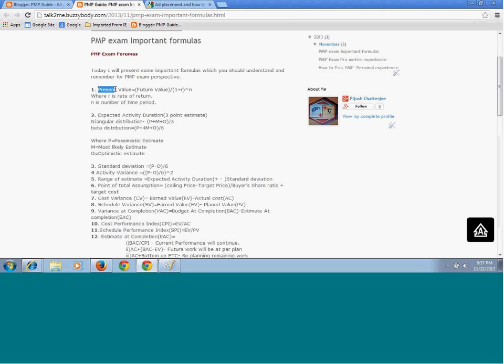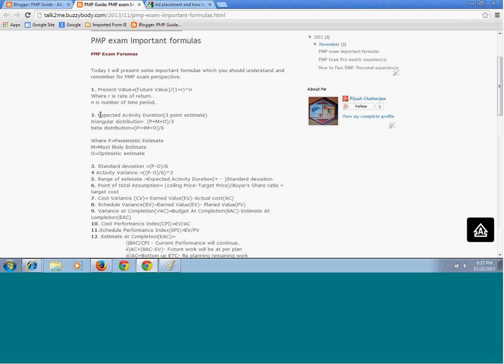The first one is for selecting a project. You might need to calculate the present value of the project. The formula is future value divided by 1 plus r to the power n, where r is the rate of return, that is the interest, and n is the number of time periods. This is a very well-known formula we use for compound interest. Similarly, the present value uses the same formula: the future value divided by 1 plus the rate of interest to the power of the number of time periods.